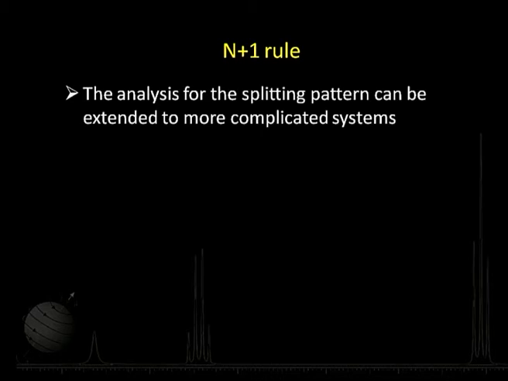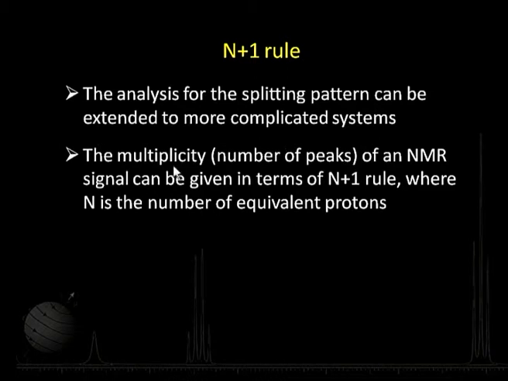This is a very simple rule. On the basis of the analysis which is just done here, the splitting pattern can be extended; you can continue with this and take more complicated systems. We find that in all such systems, the multiplicity, that is the number of peaks of an NMR signal which we observe, can be given by the n+1 rule, where n is the number of equivalent protons. For 2 protons, I get 3 lines, 3 protons, I get 4 lines, 4 protons, I get 5 lines, and so on and so forth. So, that is what is called the n+1 rule.